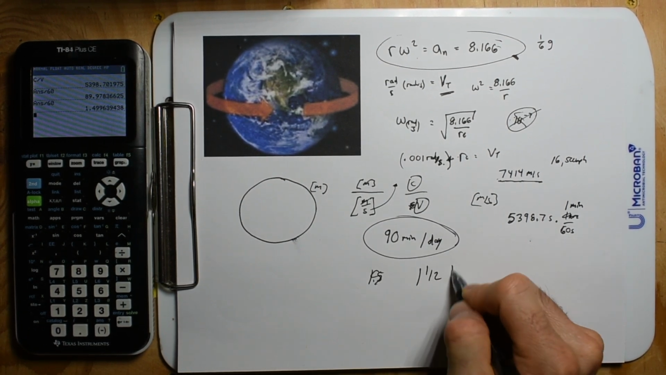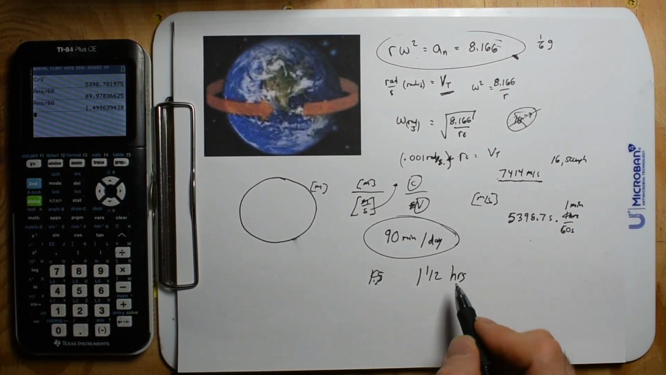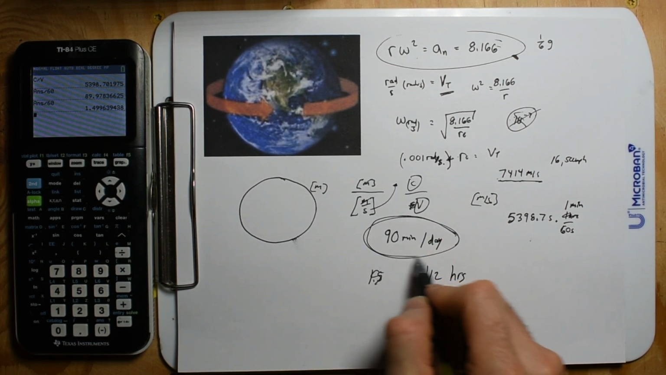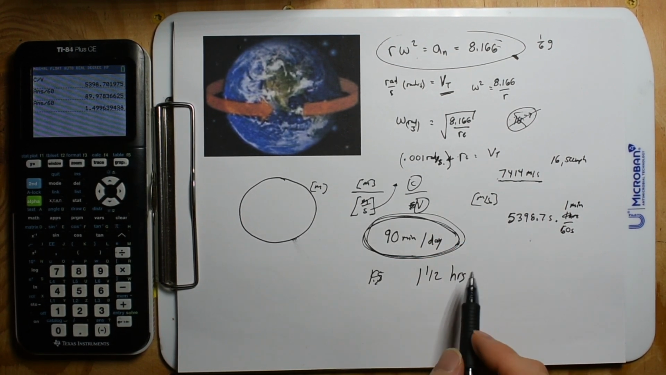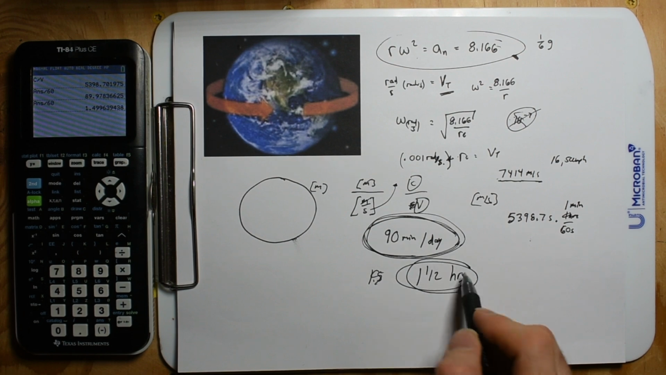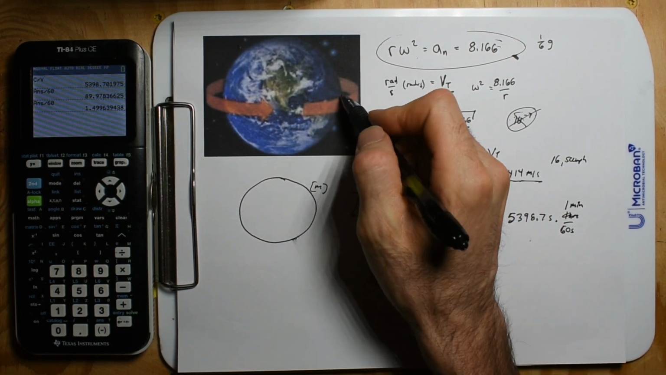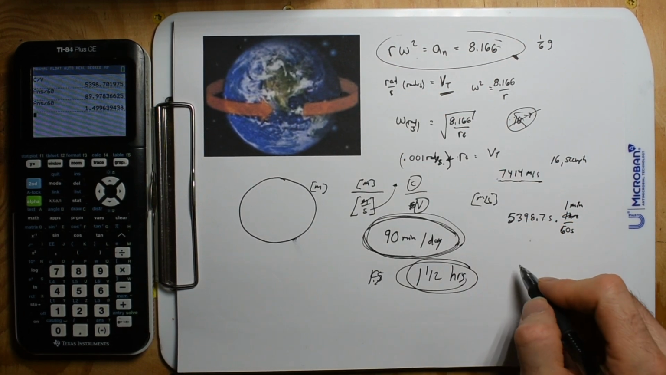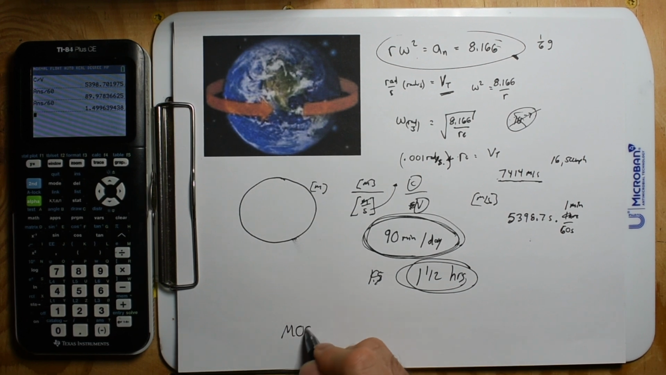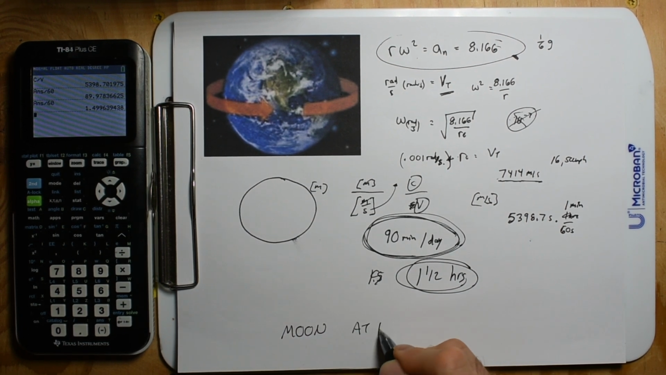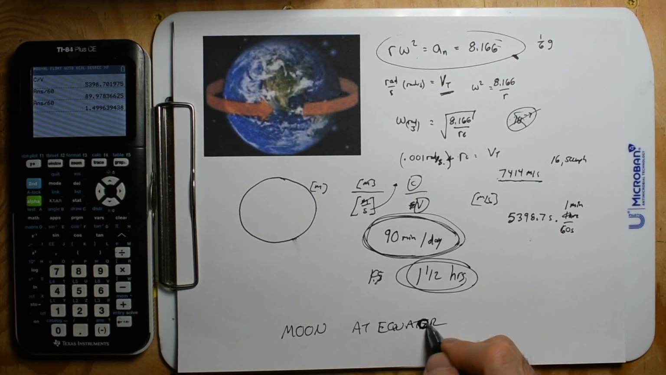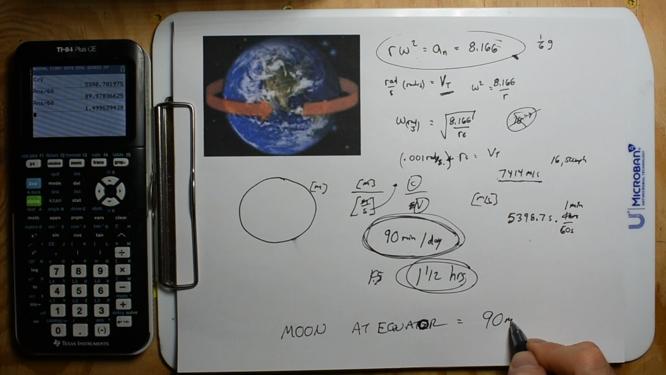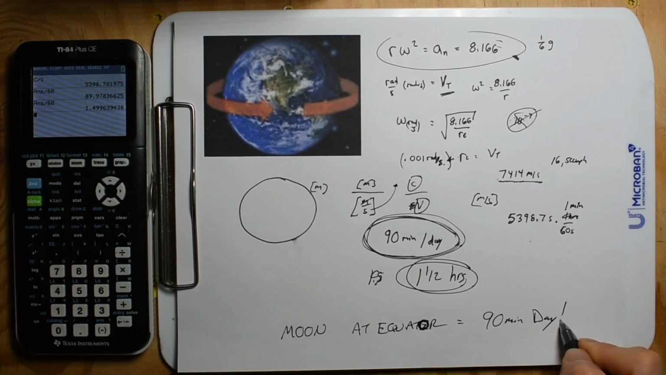So 1.5 hours. If the Earth could spin once in 90 minutes, if our day length was 90 minutes or an hour and a half, it would feel like the moon at the equator. So that does it: moon at equator is equal to a 90-minute day. All right, hell yeah.